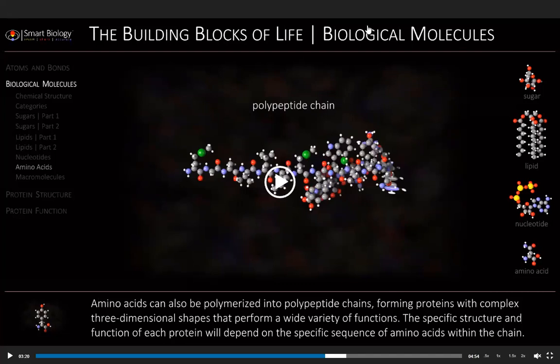Can anybody tell me why we expect polar amino acids on the outside of the three-dimensional structure of the protein, on the surface of the protein? You can open your microphone, or preferably you can write in the chat. Why are polar amino acids expected to be seen on the surface of the three-dimensional structure of a protein?